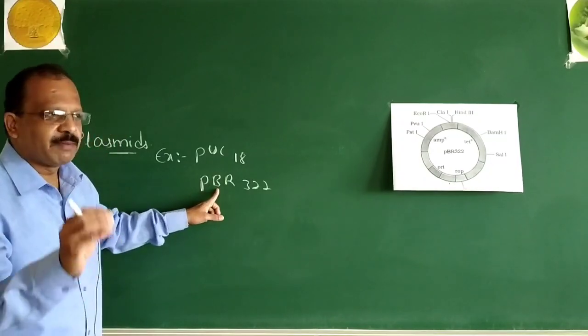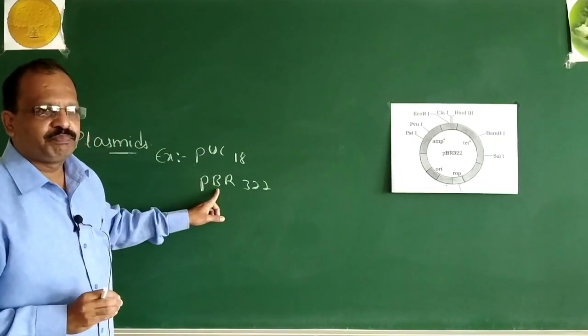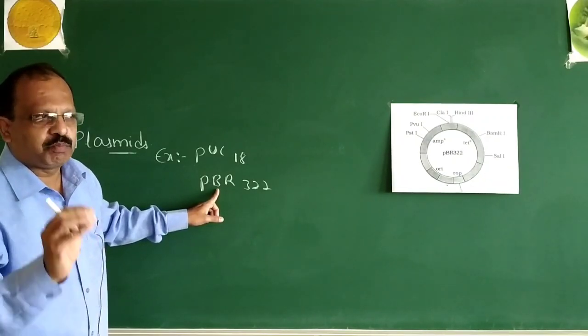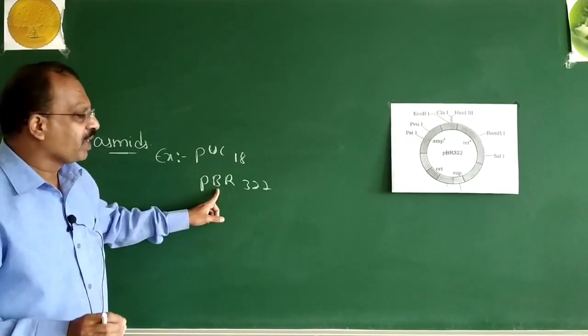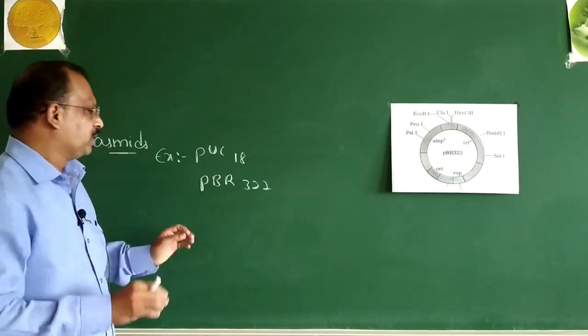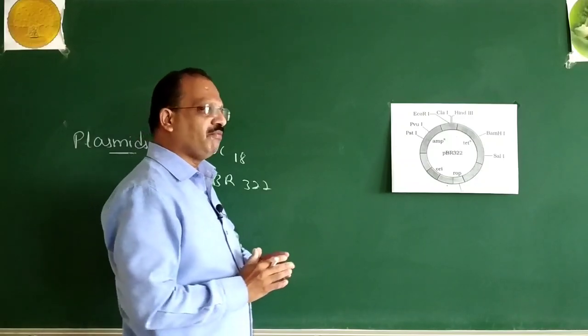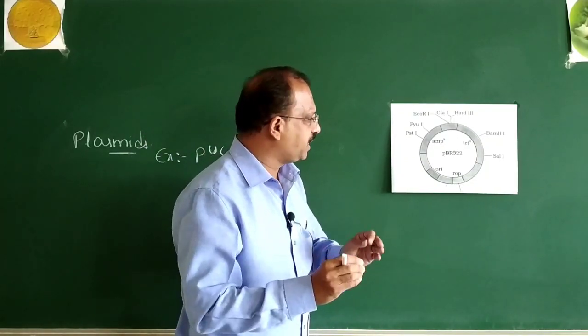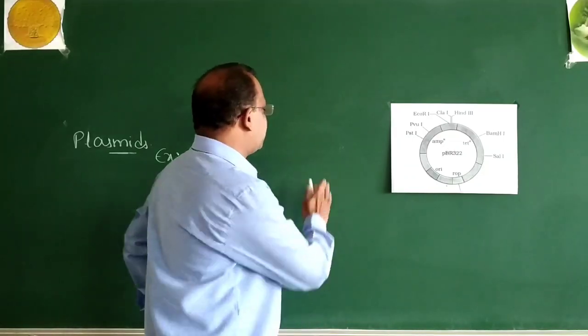Another example is plasmid of Bolivar and Rodriguez, strain number 322. You are going to study it in detail.